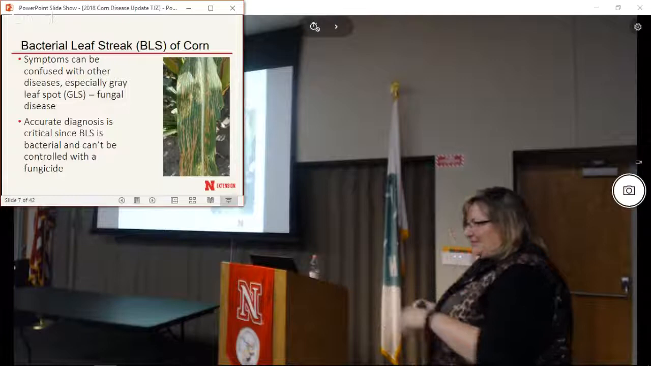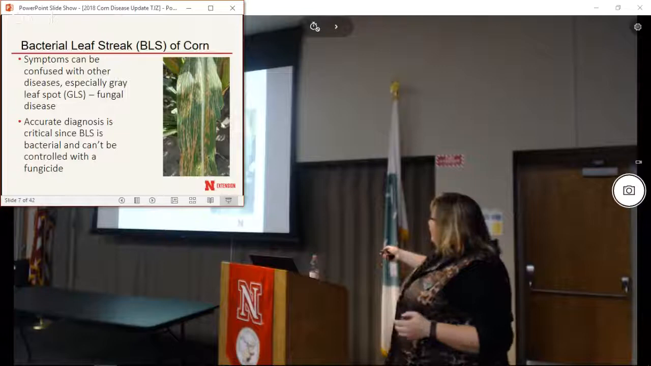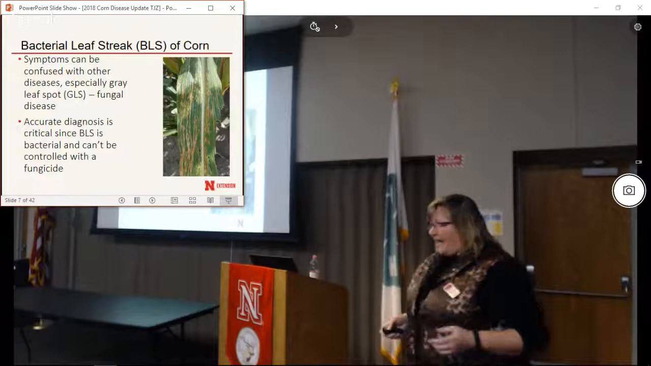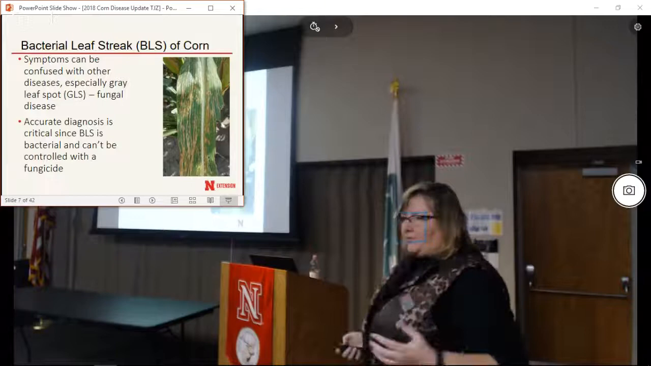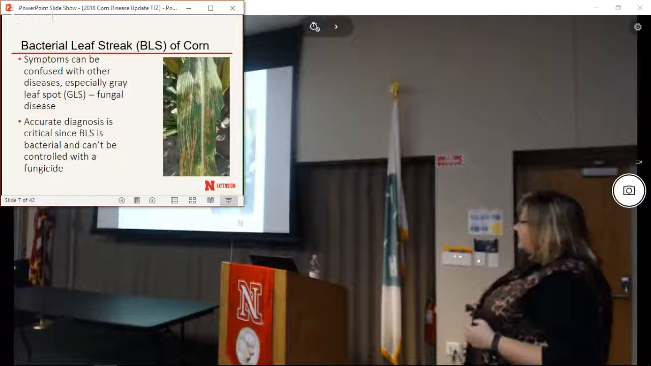But when you look at this disease, and when it looks especially like it does on this leaf on the slide, looks pretty bad. That looks like really severe gray leaf spot. And so I can see where somebody would want to call the airplane and get the fungicide out there. But that's not going to control this disease. And so learning how to diagnose it is going to be a really important part of this.